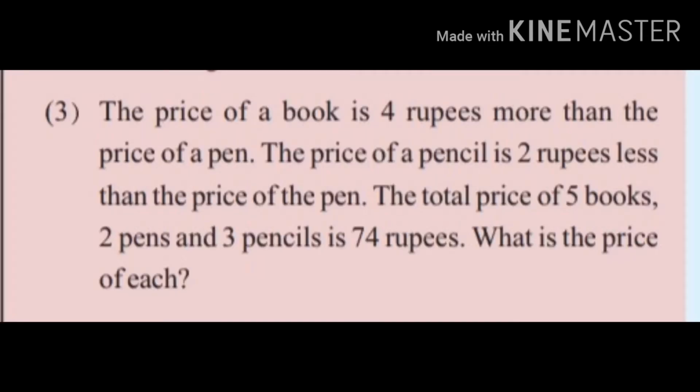Next is question number 3. The price of a book is 4 rupees more than the price of a pen. The price of a pencil is 2 rupees less than the price of the pen. The total price of 5 books, 2 pens and 3 pencils is 74 rupees. What is the price of each? Okay, each one's price we need to find here.